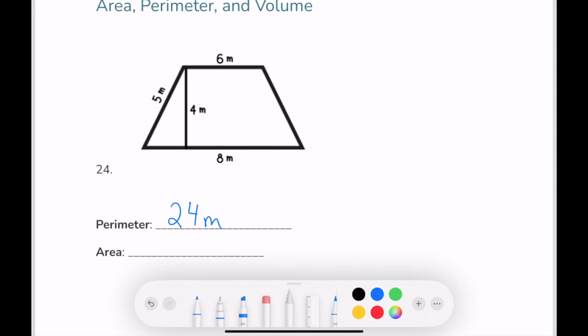Scratch it out, clean it up, and review it. We've got area coming up next.